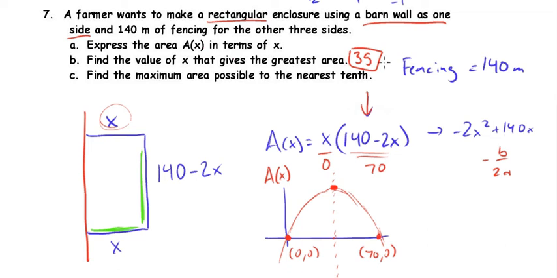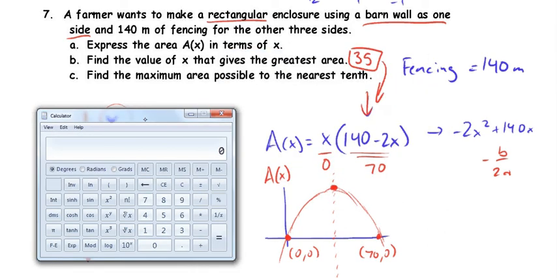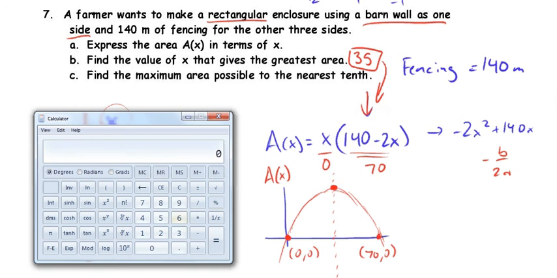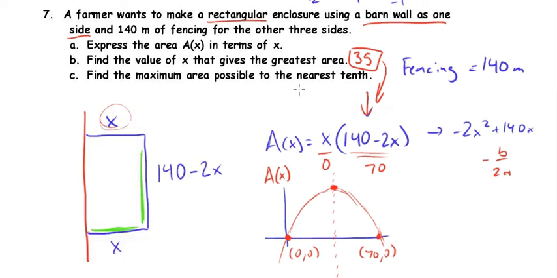And now we just take this x value and plug it in. So I'm going to cheat a little bit here, just for the sake of time. You would need to work this out on your test. But 35 times, well, 140 minus 70, that's going to be 70. So 35 times 70 gives us 2,450. So the maximum area is 2,450, what were the units? Meters squared. All right. Hope that helped.